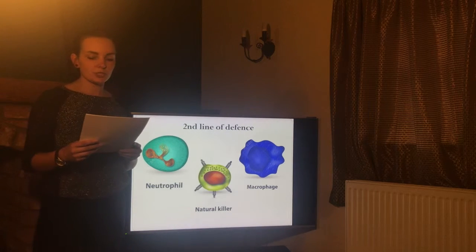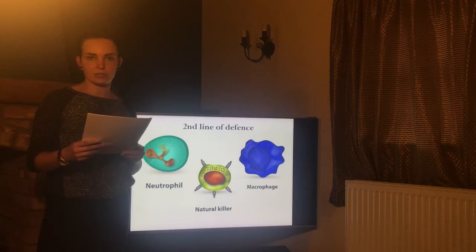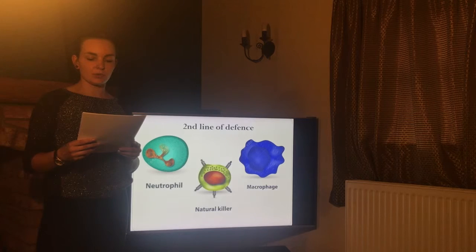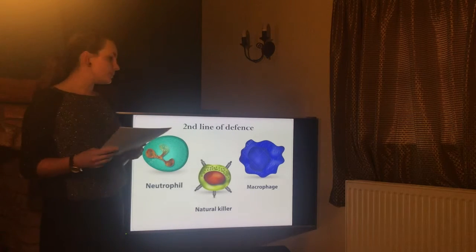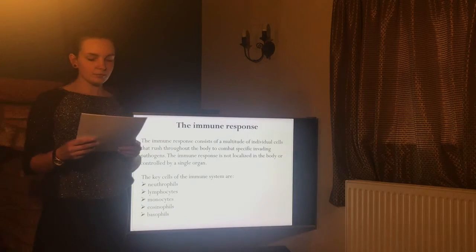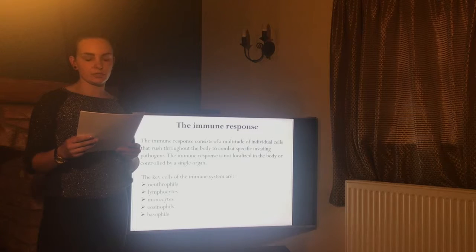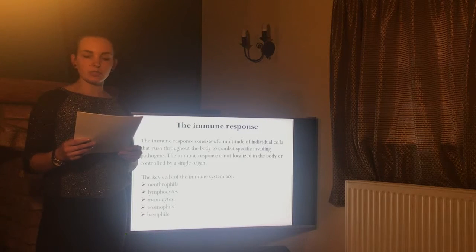On the assumption that pathogens have survived the first 2 lines of non-specific defenses, they still have to face a third line of defense, a specific response, also known as the immune response. The immune response consists of a multitude of individual cells that rush throughout the body to combat specific invading pathogens. The immune response is not localized in the body or controlled by a single organ.